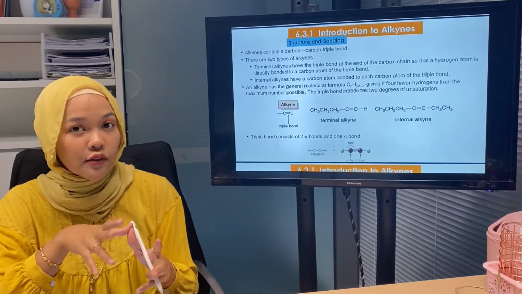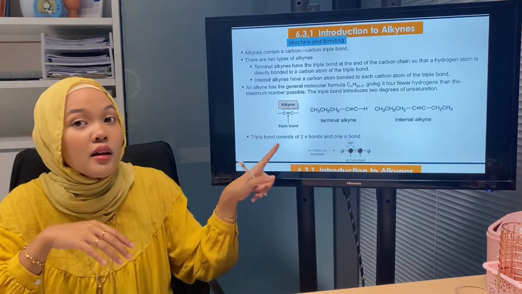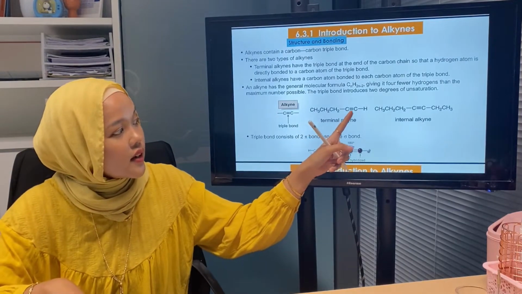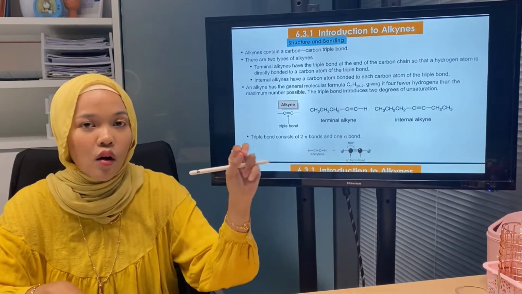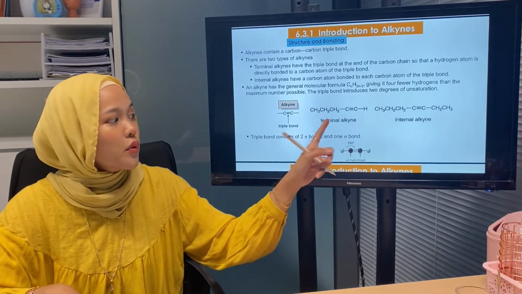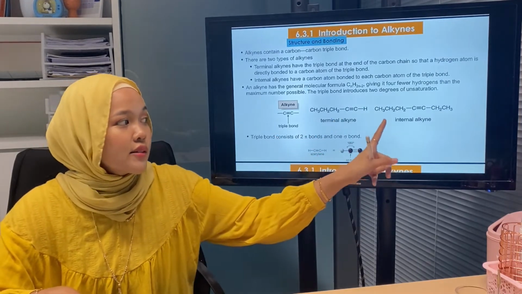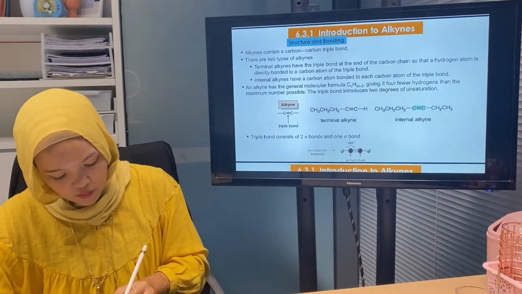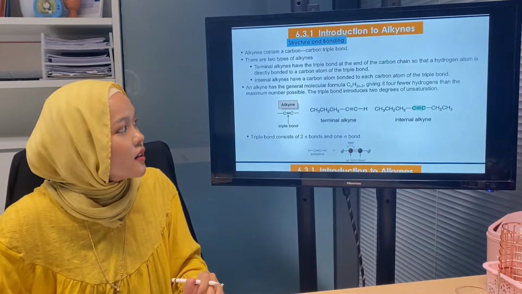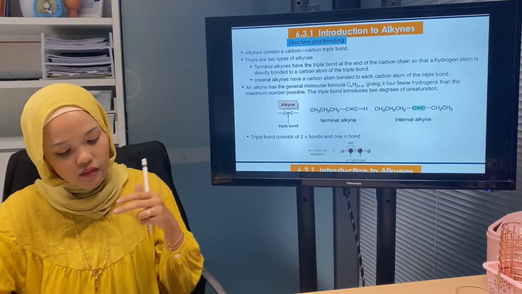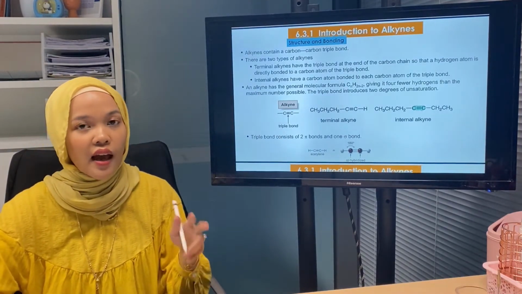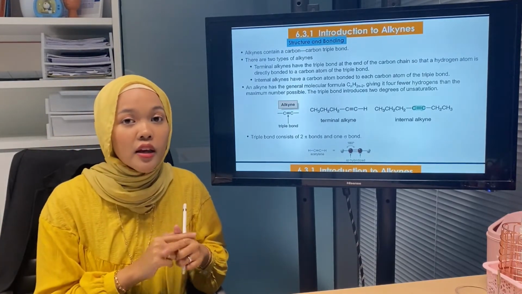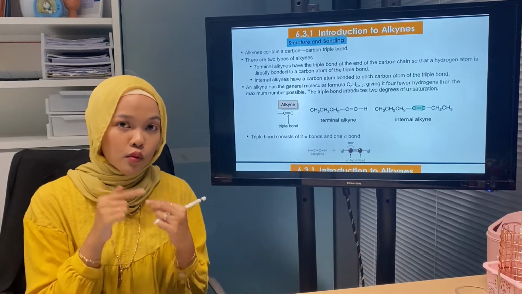So what are the differences? It is just where the triple bond is located. If the triple bond is located like here, towards the end of the carbon chain, we will call it terminal. If it is inside the carbon chain like this one, we will call it an internal alkyne. Because it has a triple bond, you will always have one sigma bond, correct? So the other two are 2 pi bonds.